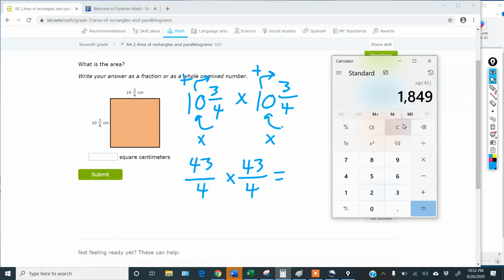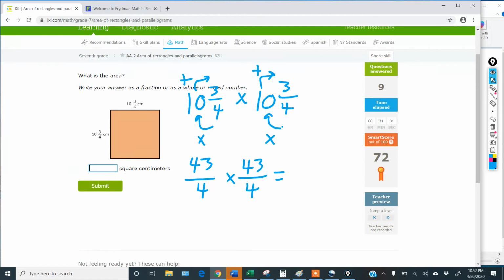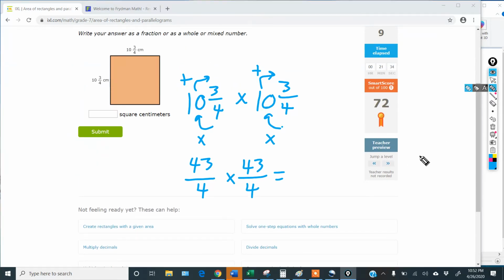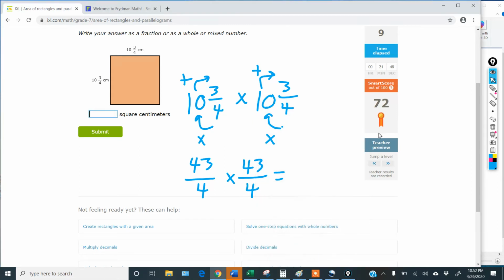So 1,849. Sorry. For some reason, for a second, I thought it gave me the square root, because usually SQRT is how you write square root. So for a second, I read that as square root. Sorry to confuse everybody. No, that's fine. So we have 1,849 over 16. Let's go ahead and divide those.